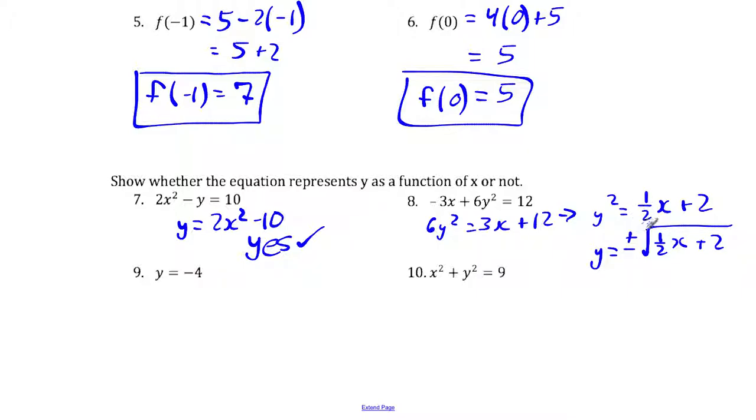And because here, if x is 0, I get the positive square root of 2, the negative square root of 2. That's two different y values for one x value. That's two outputs for one input. So no, this is not a function.